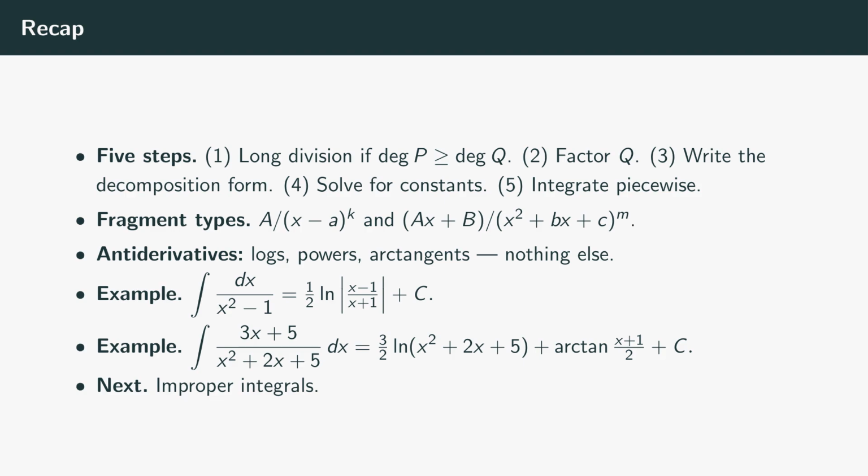Second, the integral of the quantity 3x plus 5 over the quantity x squared plus 2x plus 5 dx, irreducible quadratic, complete the square, split into log plus arctangent. Final answer, 3/2 the log of x squared plus 2x plus 5 plus arctangent of the quantity x plus 1 over 2. With partial fractions, you've now seen the full standard integration toolkit.